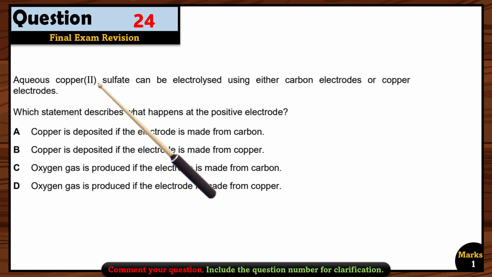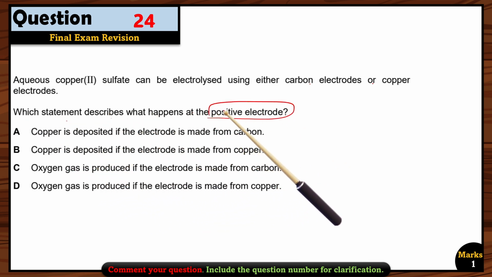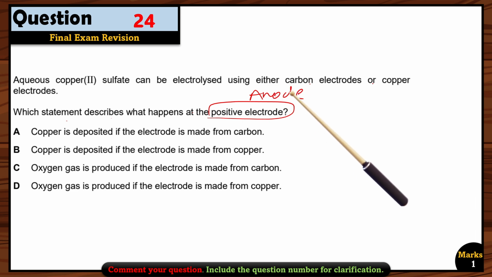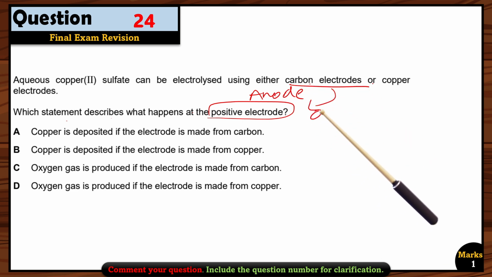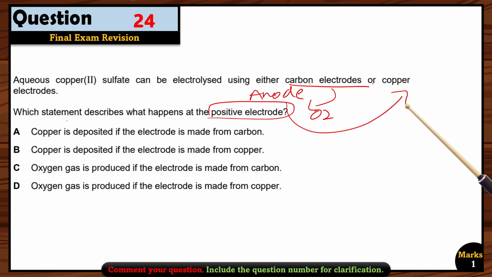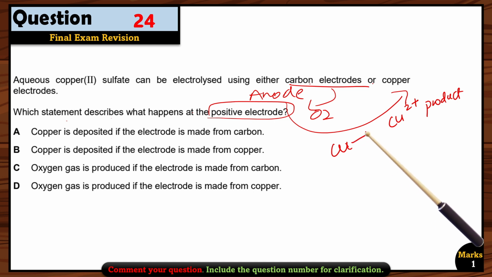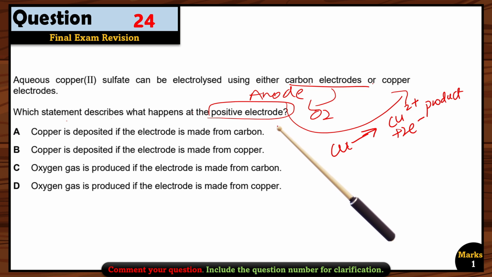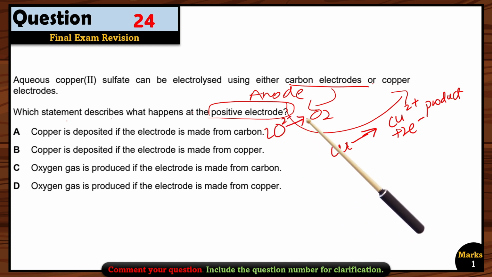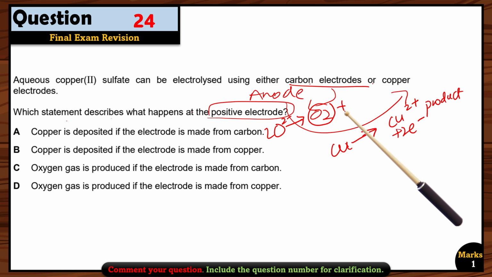Question 24. Aqueous copper sulfate can be electrolyzed using either carbon electrodes or copper electrodes. Which statement describes what happens at the positive electrode? So what will happen at the anode? We will see one by one. At anode, if we have carbon electrodes, oxygen will be produced. Okay. If we have copper electrodes, what will happen? Copper ions will be the product. And who will be the reactant? Of course, the copper metal. So copper metal will change into copper ions. Okay. And here we will get the oxygen ions and it will change into oxygen, right?